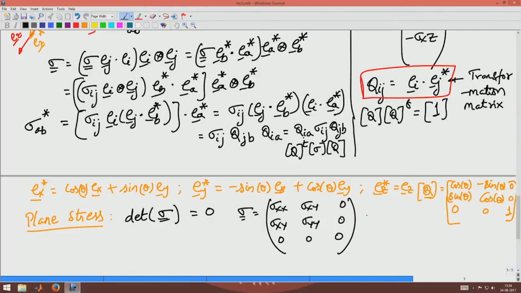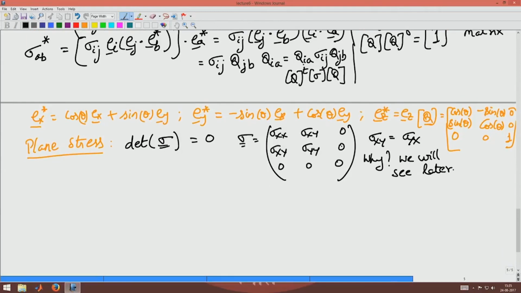Now, I have used here sigma xy equal to sigma yx, why, we will see later. For simplification, I have assumed this, and this holds true. We will see the reason for this later, why sigma xy is sigma yx. Now, I have got Q, I have got sigma.